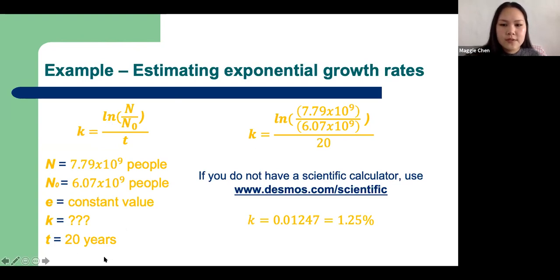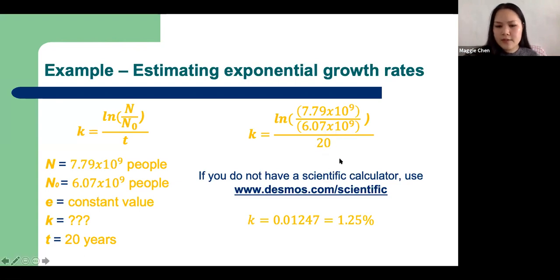So if we plug all of this in, we're given k is equal to ln, and in parentheses, we have our N, our population at 2030, 7.79 times 10 to the 9, divided by our N naught, our initial population size, 6.07 times 10 to the 9. And we'll end our parentheses, and that's our entire top portion of our fraction. And we're going to divide that by 20, our time period.